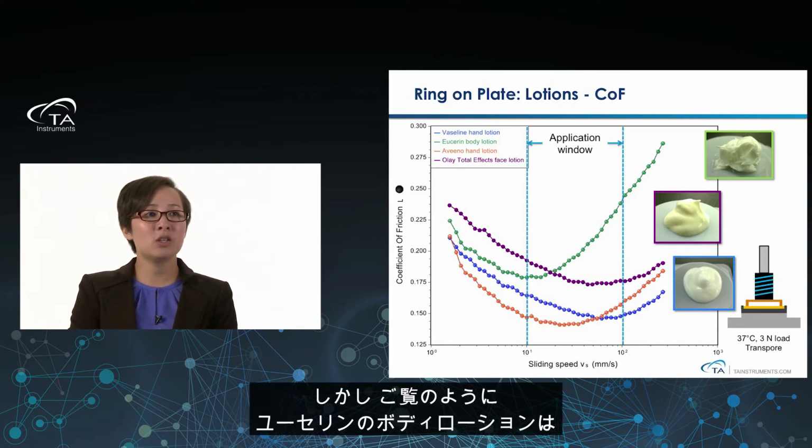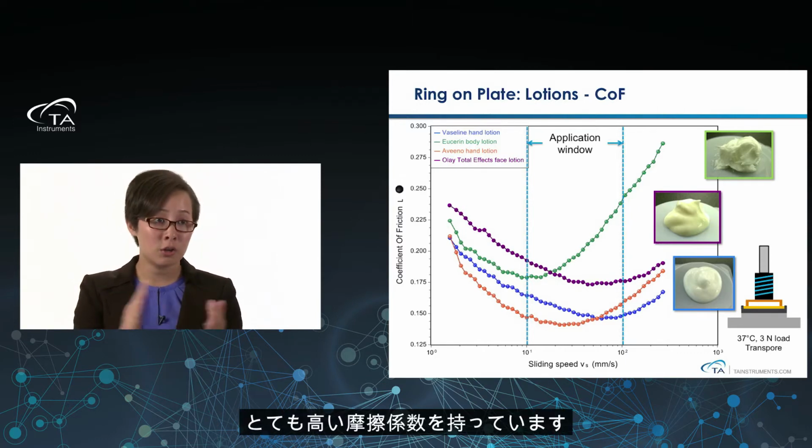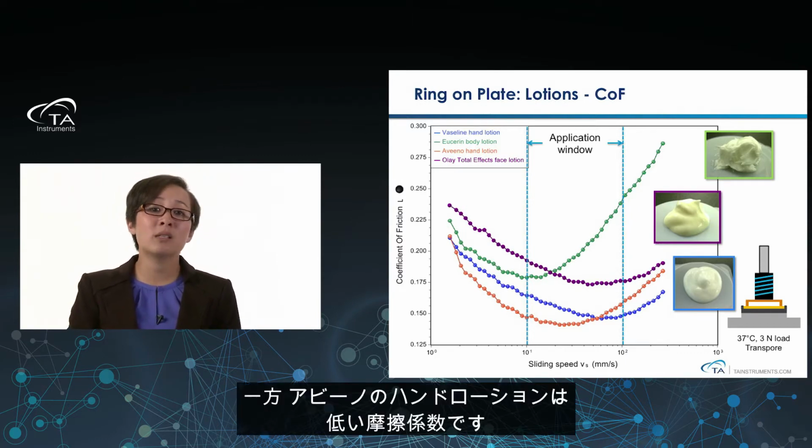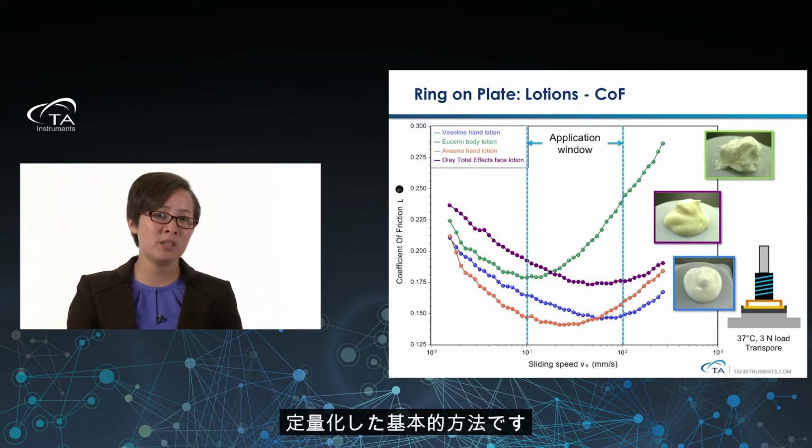But you can see here, the Eucerin body lotion shows a higher coefficient of friction through that application window, whereas the Aveeno hand lotion had a lower coefficient of friction. And so it's basically a way to quantify the fact that these lotions do feel different from one another.